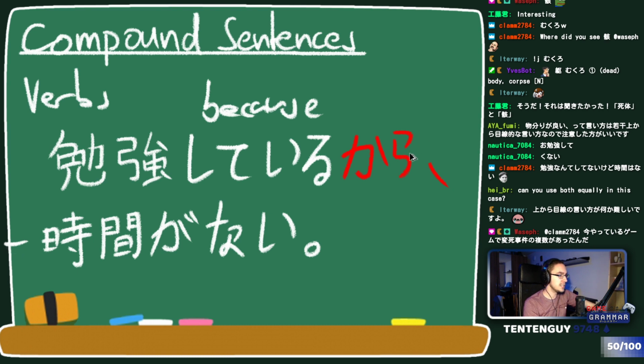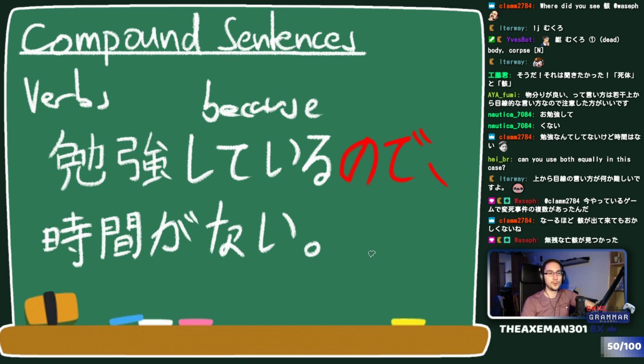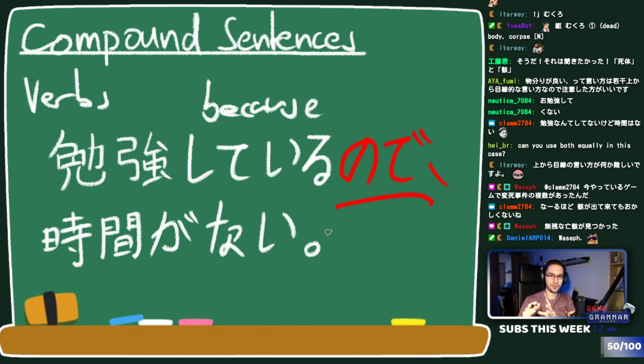And to make things even easier for us, we can actually replace this with node seamlessly without having to change anything. So you might as well add node here and you don't have to change anything. 勉強しているので時間がない. This is basically the same. Again, node is slightly more formal, so maybe if you're writing a formal text, choose node over kara here. There are even more formal versions which you could use, like tame, but let's not worry too much about that. In this case, this is about as close as it gets between kara and node as far as them being very similar is concerned. So here they are basically interchangeable.